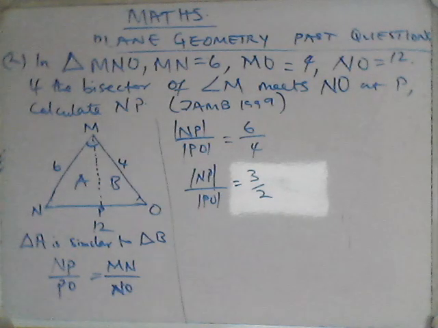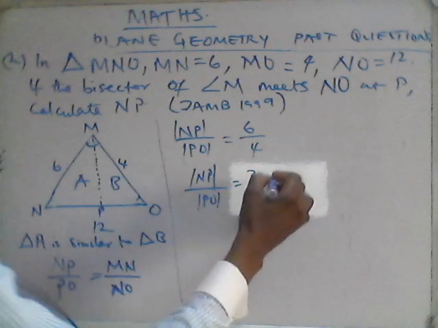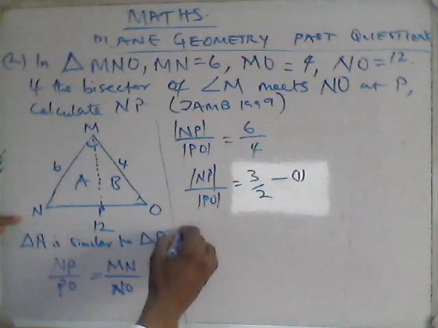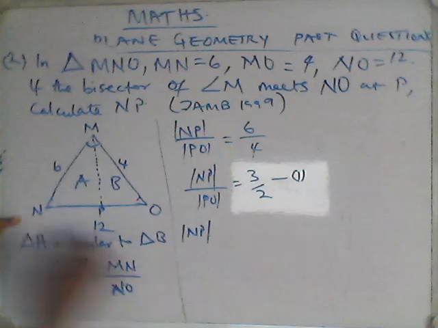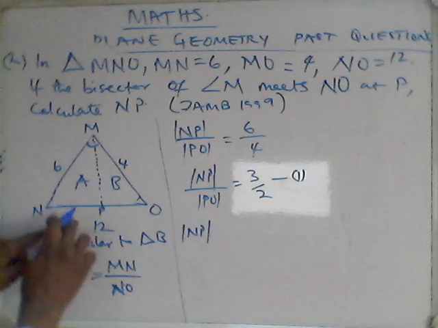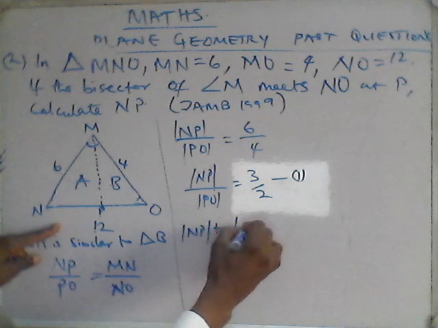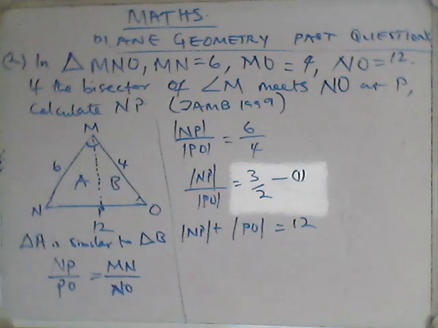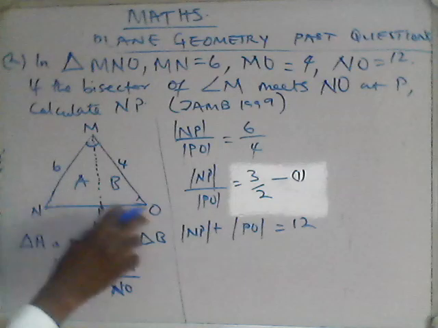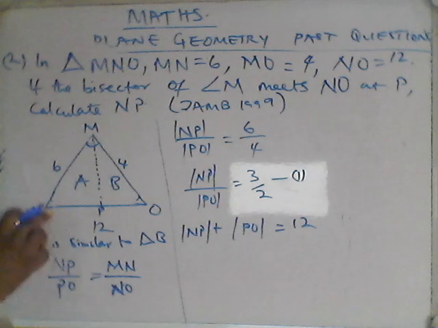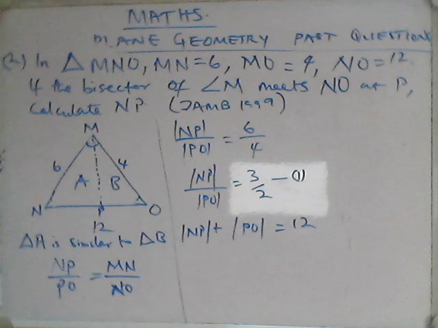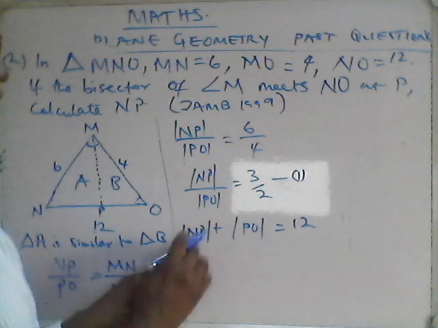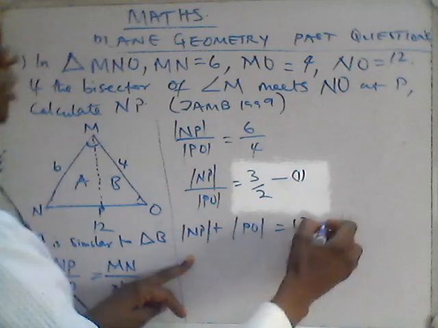Let me call this equation 1. Another equation I can get is that line NP, which is what we're looking for, plus line PO is equal to 12, because we're saying that NO is 12. NO has inside of it NP and PO. From these two equations I will get NP. Let me call this equation 2.